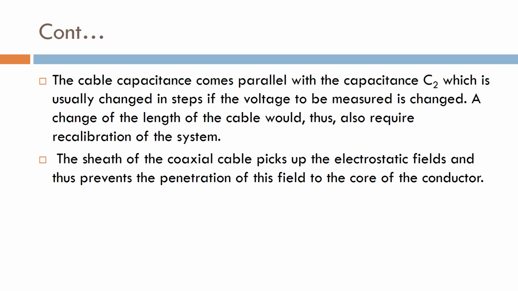The cable capacitance comes in parallel with the capacitance C2, which is usually changed in steps if the voltage to be measured is changed. A change of length of cable would thus require recalibration of the system. The coaxial cable picks up the electrostatic field and thus prevents the penetration of the field to the core of the conductor.